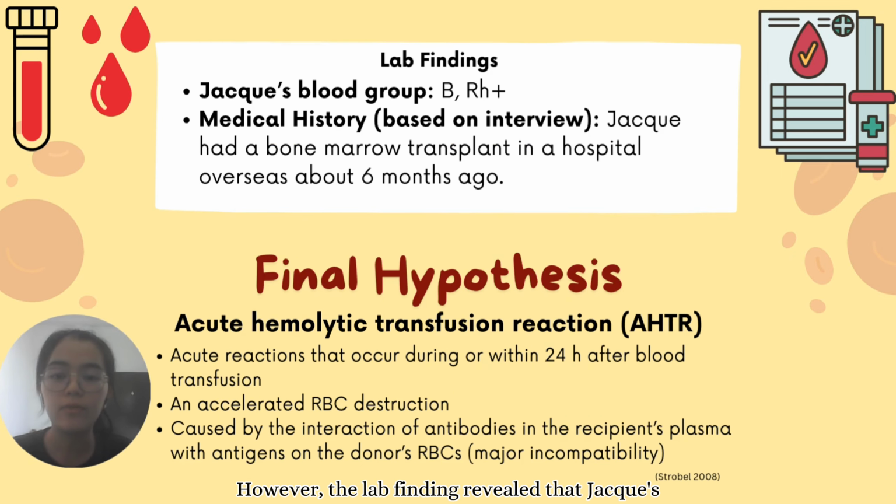However, the lab findings revealed that Jack's actual blood group was B Rh plus, and his history revealed a bone marrow transplant 6 months earlier. Considering this finding, the most probable final diagnosis is an AHTR triggered when his antibody attacked the incompatible antigen on the donor AB Rh plus red blood cells, causing major ABO incompatibility.